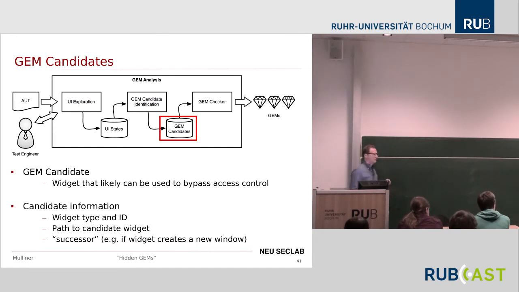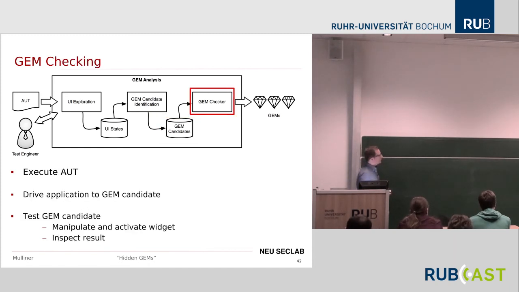Because maybe you have to first click on this button, then go see another frame, then click on another button, we have to know the exact path, what we have to do to get to a certain widget, because we need to replay that later for the testing. And in some cases we want to see a successor, so maybe we know, hey, if you click this button, a new screen comes up, or this dialog comes up. So we also record that, so we know what is supposed to happen.